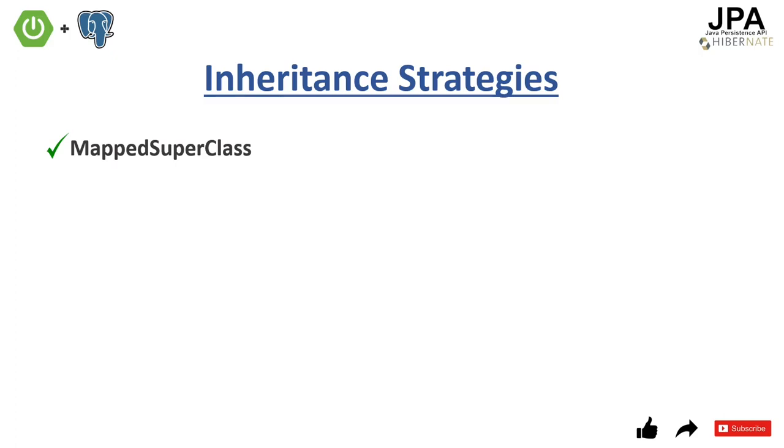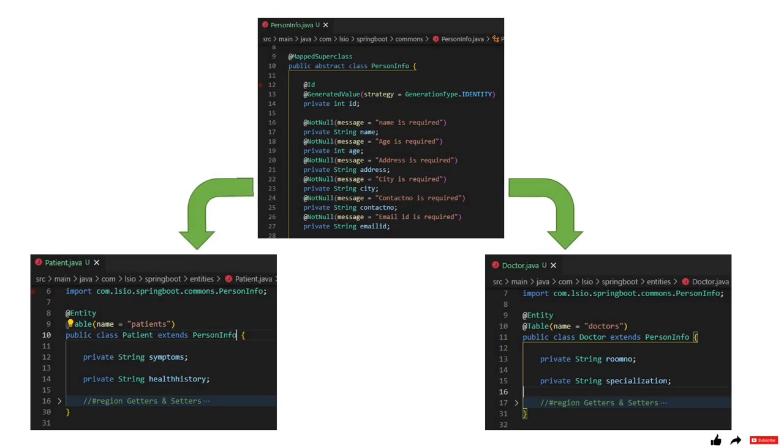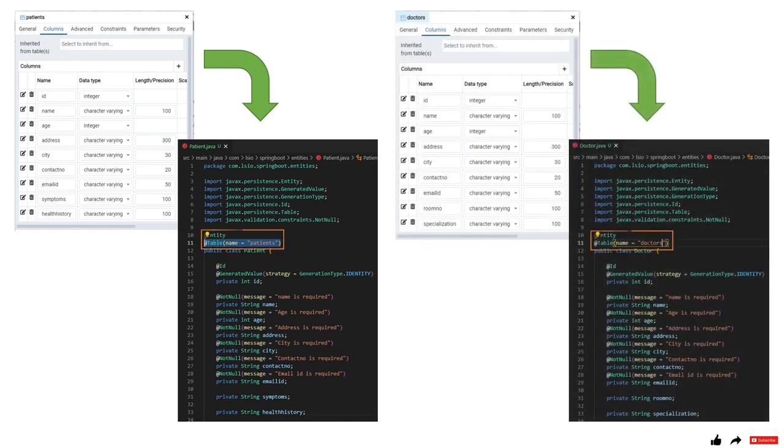Today in this video, we are going to see the next inheritance strategy in JPA, which is single table strategy. In our last video, we saw mapping between parent and child using mapped superclass inheritance, which looks something like this. In this type of strategy, every child has its respective table definition in the database, but the parent class does not have any.